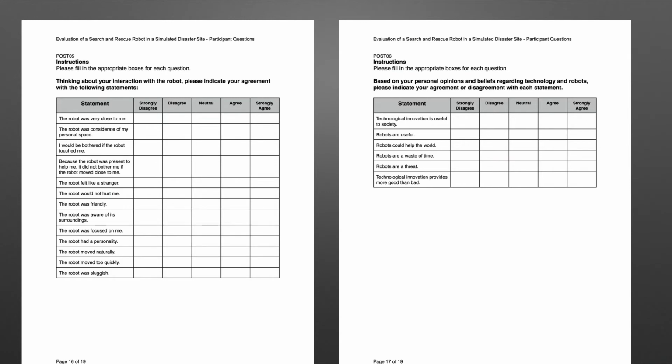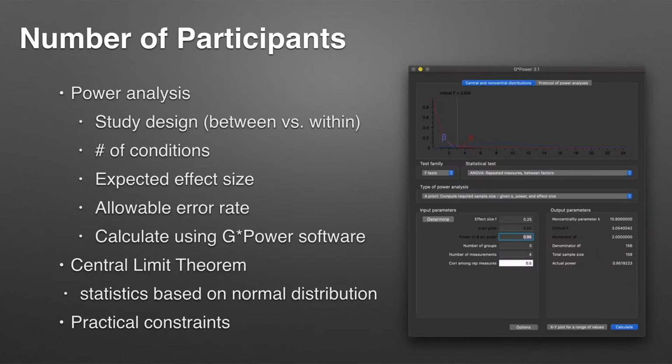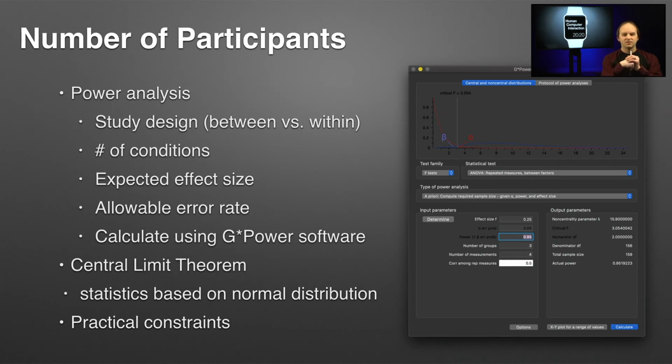Here are some additional surveys that we conduct. These are how strongly do you agree? And then at the end here, you can see some of these are just kind of beliefs that a person might have. So these are things like robots are useful, robots could help the world, robots are a threat. And you can imagine how a person's attitudes and feelings about robots in general might affect the outcome of how they judge the robot.